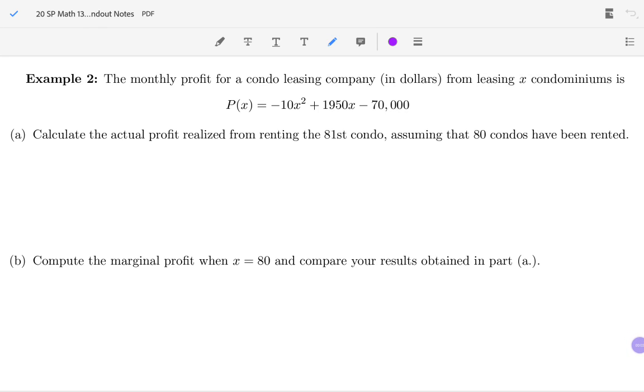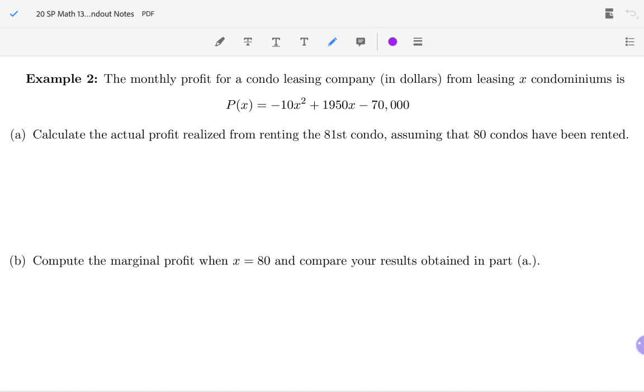Here we have a quick two-part profit problem, and this is just again to show that marginal of anything approximates the actual for the next unit. So if you plug into P prime, that would be marginal profit. If you do P prime of 20, your output is going to measure the estimated actual profit for the 21st. If you plug in 18, it would estimate the actual profit for the 19th unit. So we're going to see how close we can get.